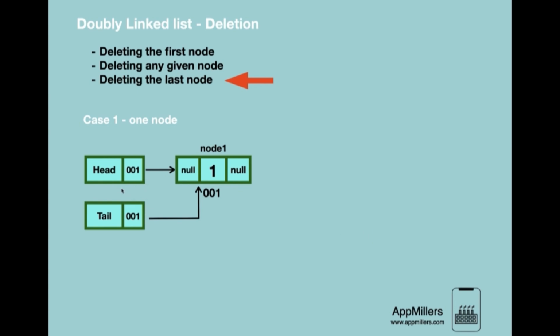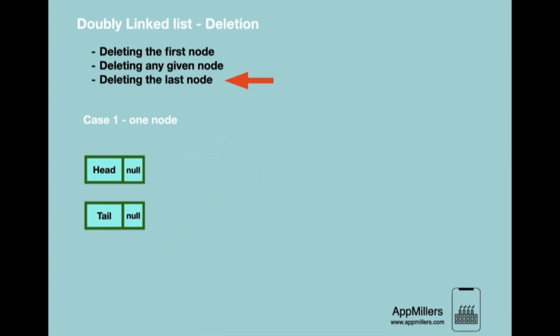So here we are setting the head reference to null. So by setting this, the link between head and node 1 gets deleted. Then the next step is we set tail reference to null. And by setting tail reference to null, the link between tail and node 1 is deleted. So node 1 becomes eligible for garbage collection. So the garbage collector can come and delete this node from here. So node 1 is deleted.